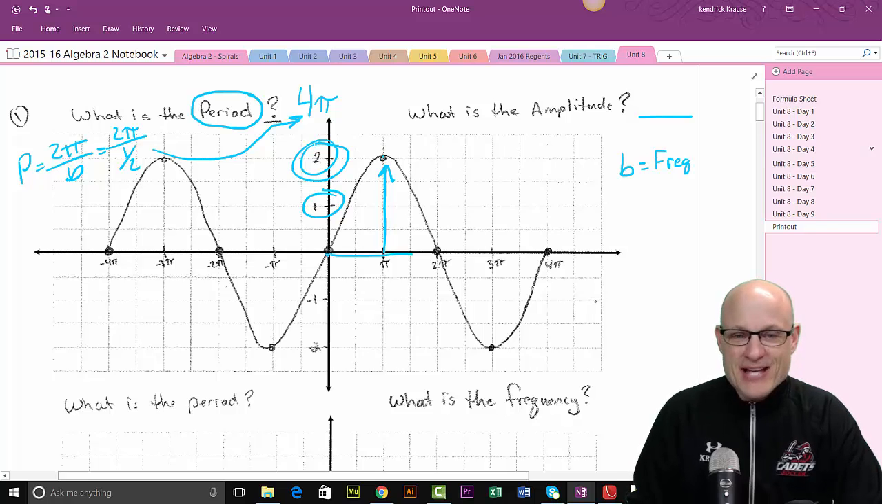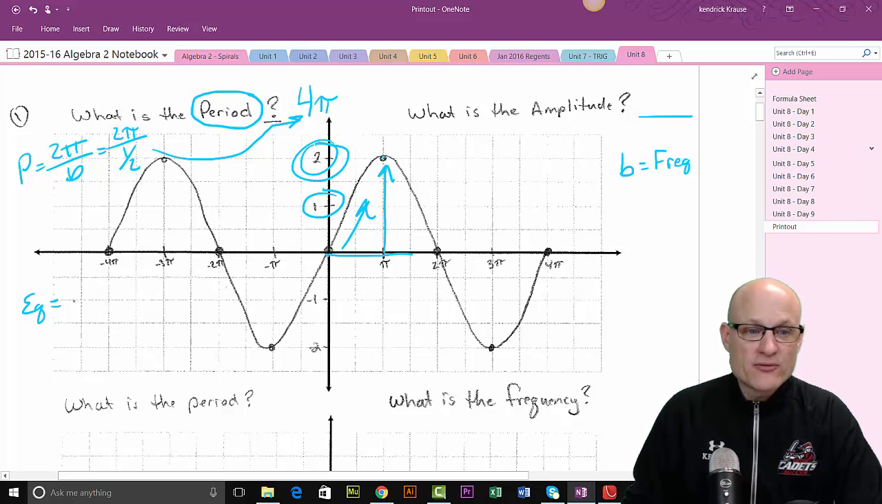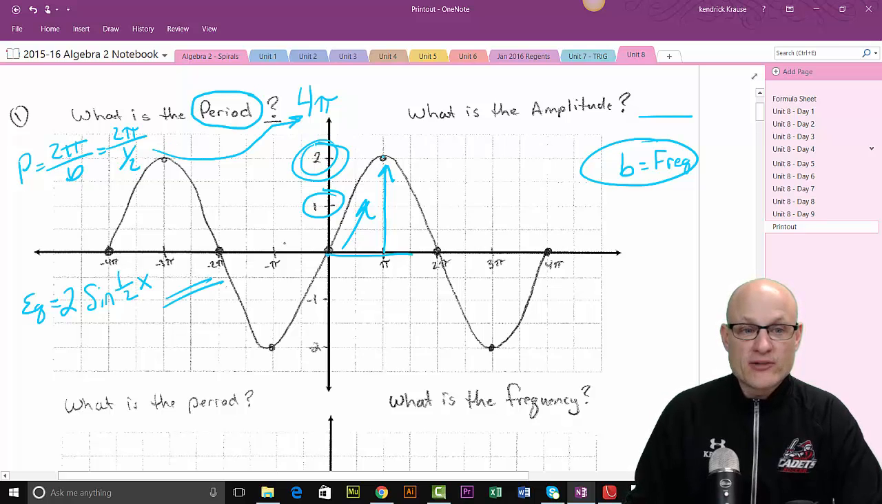The last thing I'm going to ask you for is the equation. I didn't put that on here, but the equation of this line is, let's see, the amplitude's 2. It's going up, so it's positive 2 sine. B, we just figured out, the frequency was 1/2. That goes here, x. And there is no midline, so that's it.